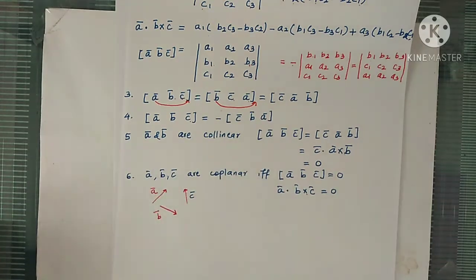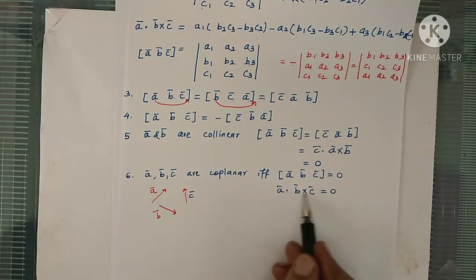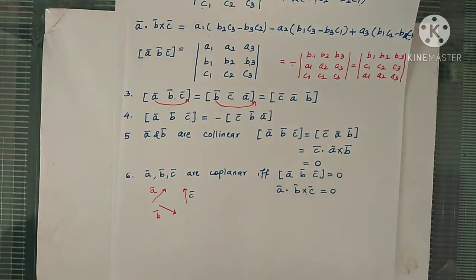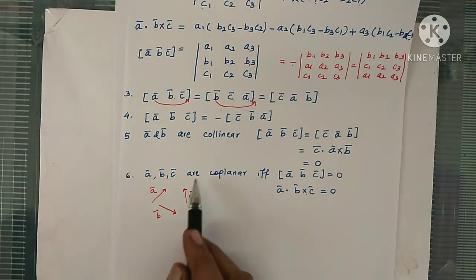And if two vectors are perpendicular, then their dot product is 0. See? So this A bar dot B bar cross C bar is 0, which means the scalar triple product is 0. So if the vectors are coplanar, their scalar triple product is 0.